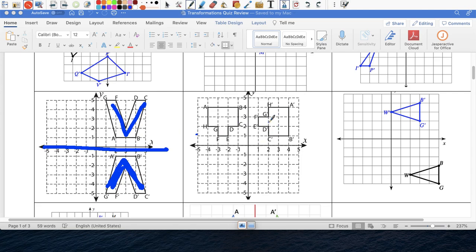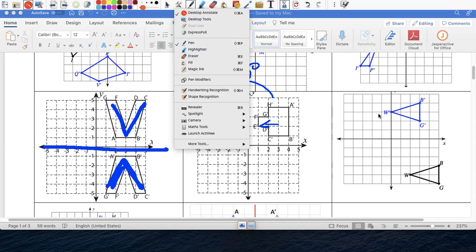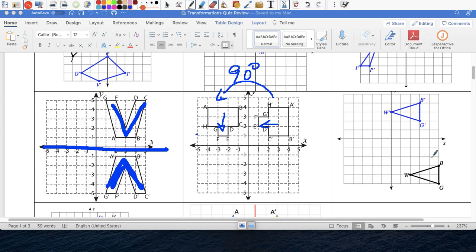This one is a rotation, right? So imagine the arrow is pointing this way. It is now pointing down. So rotation, again, counterclockwise, and how many degrees? 90 degrees. Here's our original, points W, B, and G. It went up, and then went left, or it went left first, and then it went up, as you choose. And this is obviously a translation.